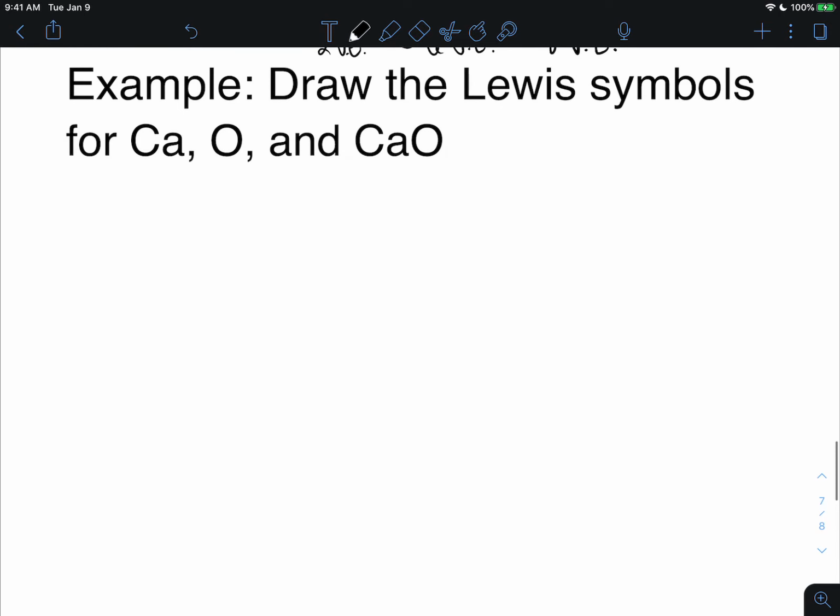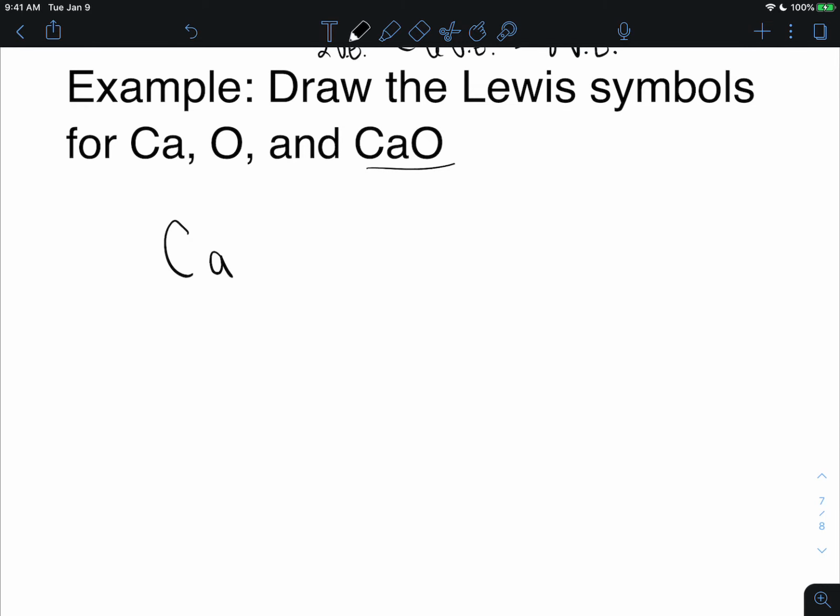We want to draw the Lewis symbols for calcium, oxygen, and calcium oxide. So calcium and oxygen. Calcium itself is going to have a total of 2 valence electrons. And we know this because it is in group 2. And then oxygen is in group 16, so it has 6 valence electrons.